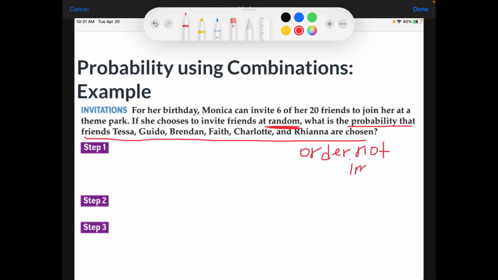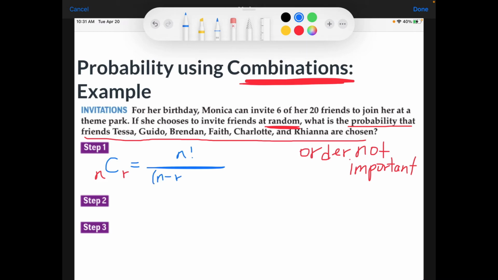Order is not important, right? Just because you're inviting friends, it doesn't say you have to invite one friend before you invite the others. So we know we're going to be doing a combination here. Our formula, remember, is nCr, and it was n factorial over (n minus r) factorial. But we also have to add another r factorial.